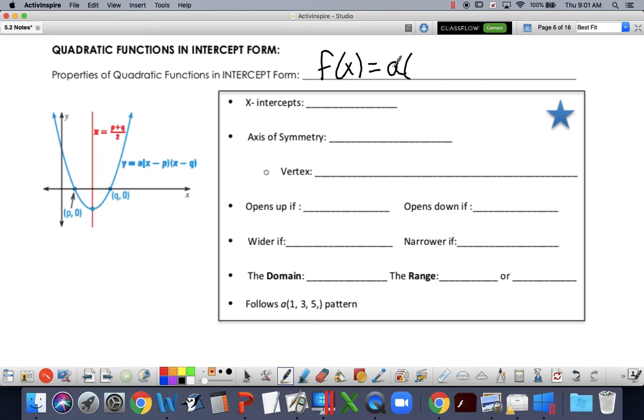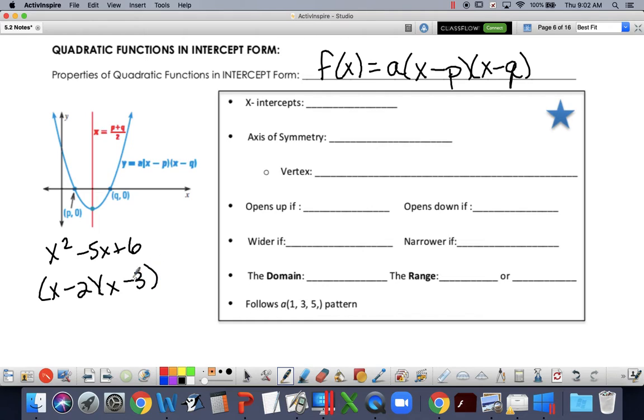We have our a value out in front, but now in intercept form, it's really what we call factored form. So it's going to be factored out for us. Just remember back to, right, we'd have x squared minus 5x plus 6, and we'd have to figure out, okay, how do we factor this? What two things multiply to give me 6 but add to give me -5x? And we'd factor this down as (x minus 2)(x minus 3). This is basically, I've taken our standard form and I've already factored it out for us.